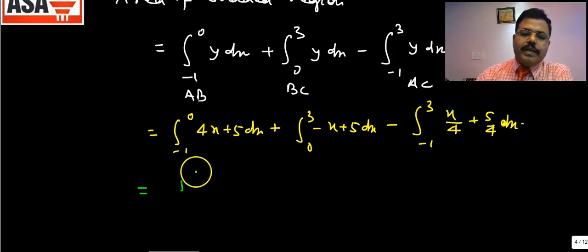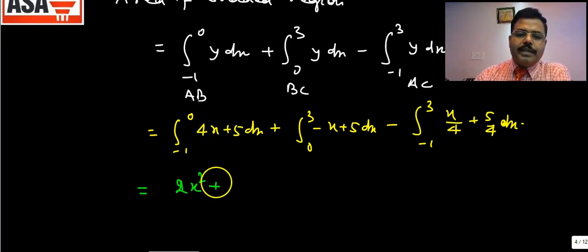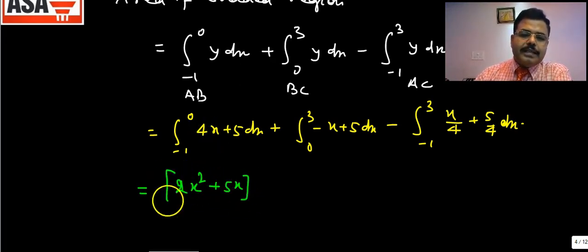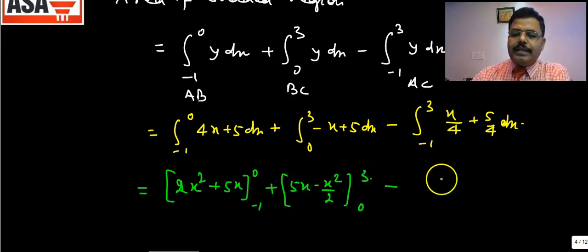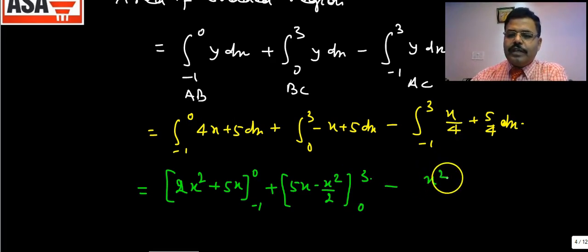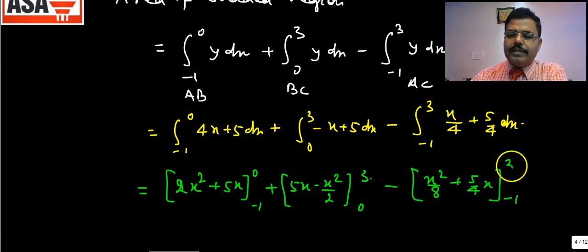4 into x square by 2, that is 2x square, plus 5x, from where to where? From minus 1 to 0. Here it becomes 5x minus x square by 2, from 0 to 3. And this, x square by 2, so x square by 8 plus 5 by 4 x, from minus 1 to 3.